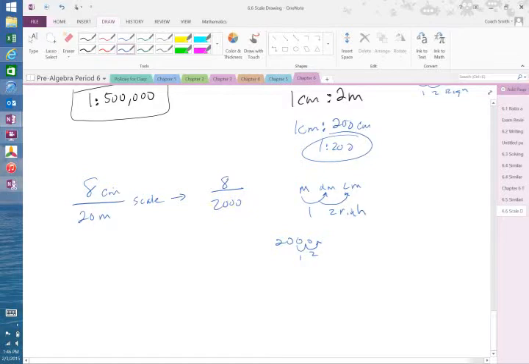Now I have to reduce it. Okay? I'm going to divide by 8. 8 goes into 8 one time. 8 goes into 2,000 250 times. So my scale is 1 over 250.